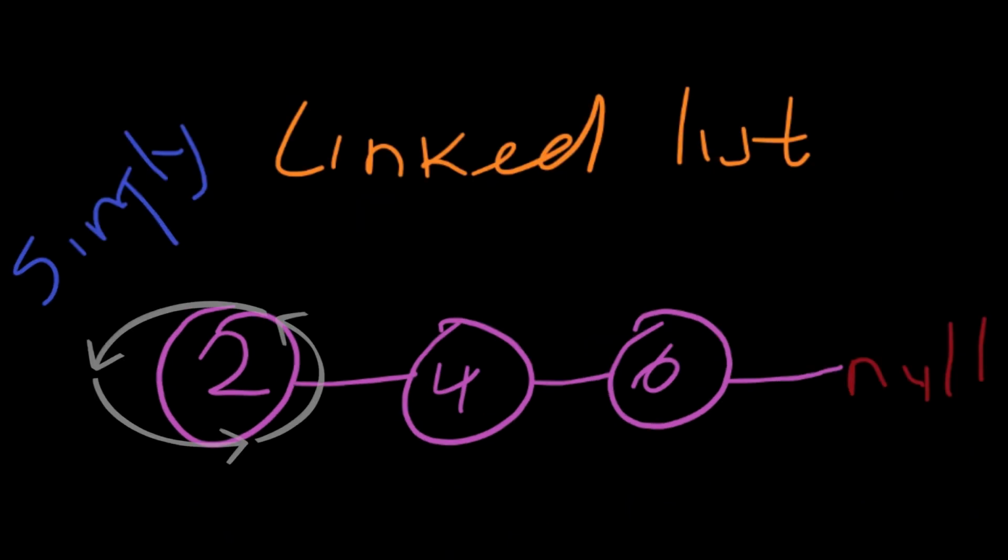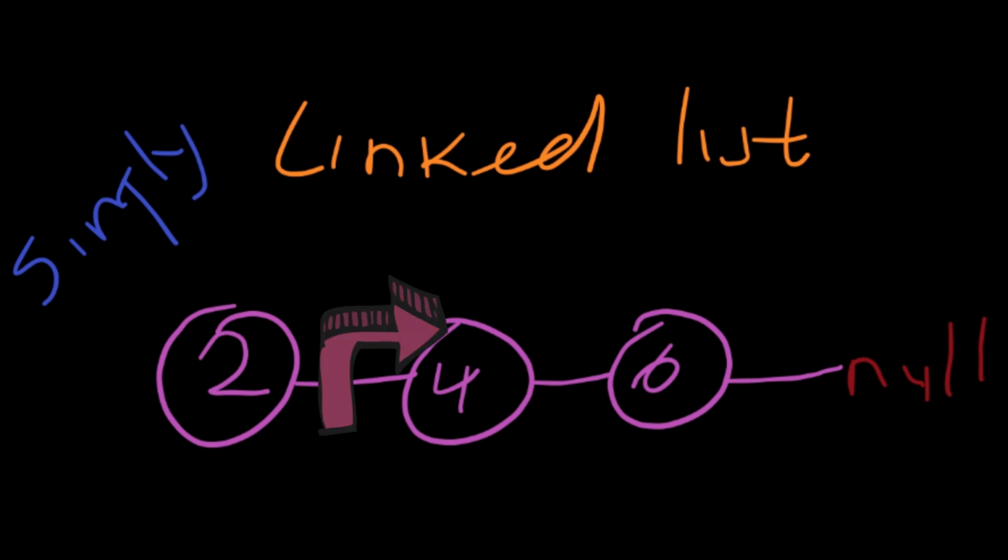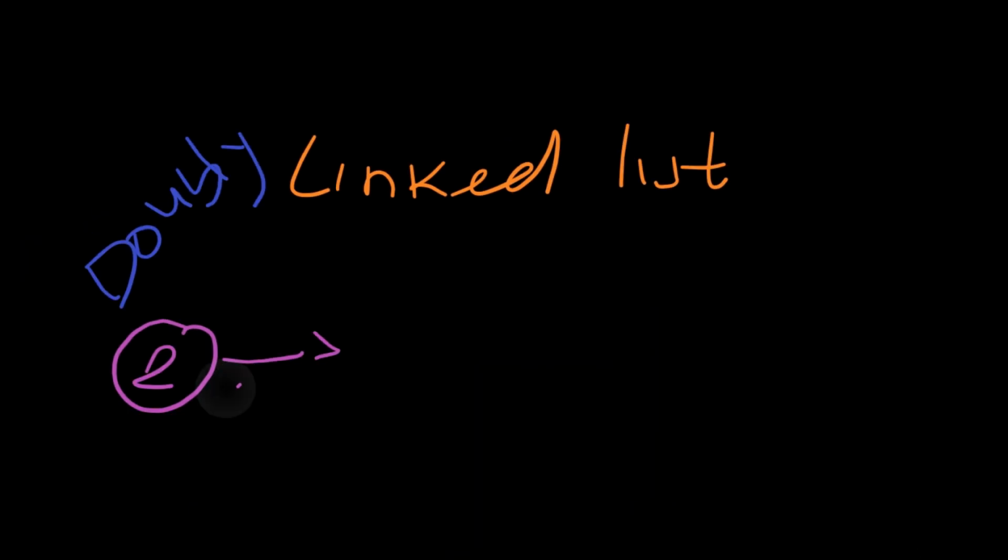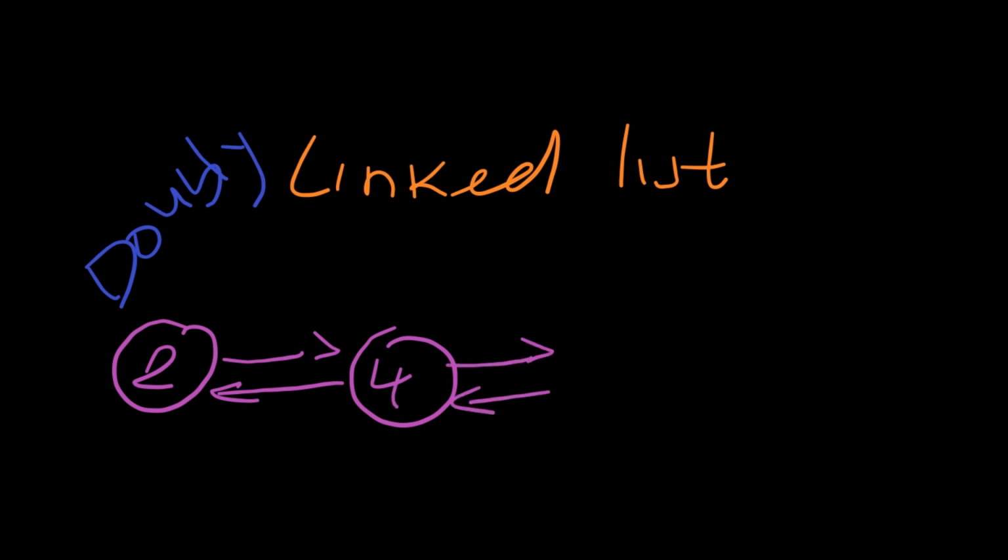And just for terminology, the first node in our linked list is called the head. So in a singly linked list, the node points to another node and points to the next node. There's a doubly linked list where each node points to the next node, but the next node also points back to the previous node. So we have access to what we previously accessed.